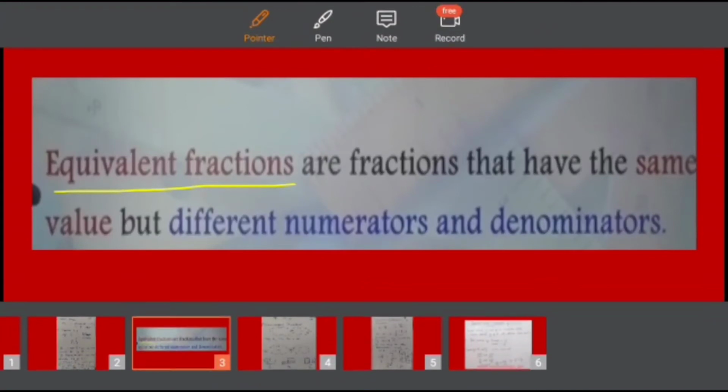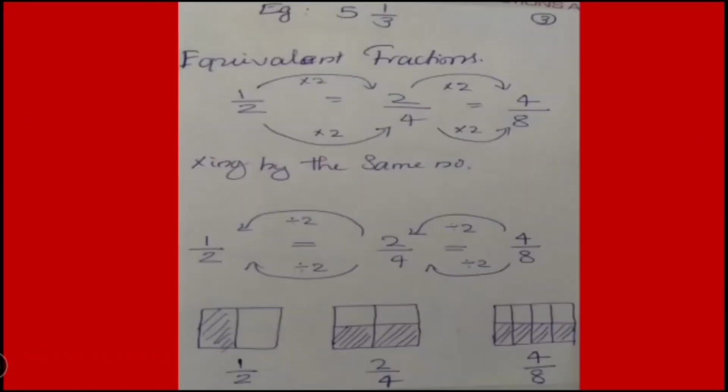Next, equivalent fractions are fractions that have the same value but different numerators and denominators. So, in the case of equivalent fractions, the value will be the same but the numerators and denominators are different. Let's see some examples. See here, equivalent fractions of 1 by 2. Here I have taken a rectangle and divided it into 2 parts. One part of it I have shaded. So, we can represent this figure as 1 by 2: 2 parts in which one part is shaded.